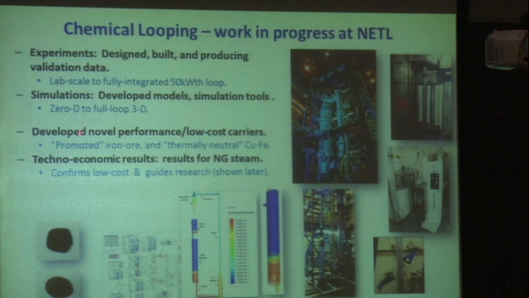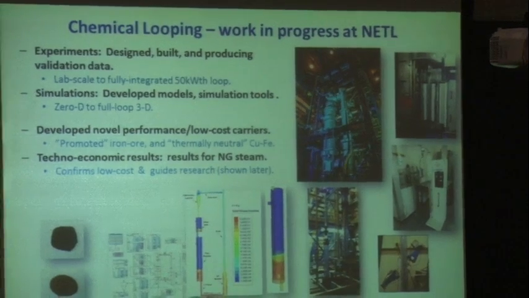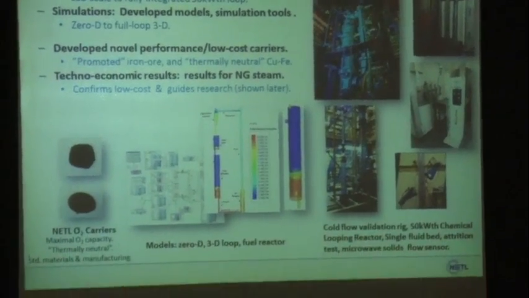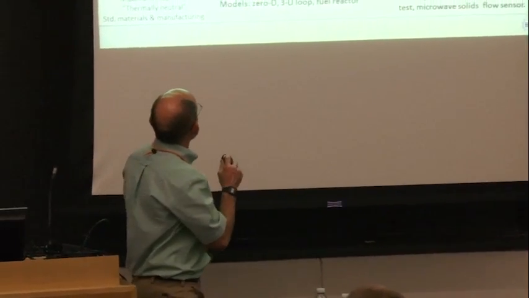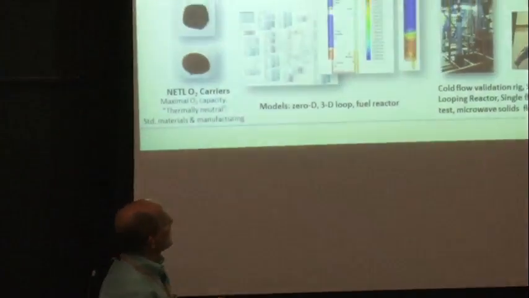And one of the things some of my colleagues have done is develop carriers. Some of these are really interesting. The one shown at the bottom here is actually thermally neutral. And if you remember the talk earlier, what that allows us to do is not worry about managing the heat that we need for the fuel reactor. So it just goes over there, it reacts just due to the change in the partial pressure of oxygen, releases its oxygen. We have not tested this one in the full loop yet. That's still on the way.